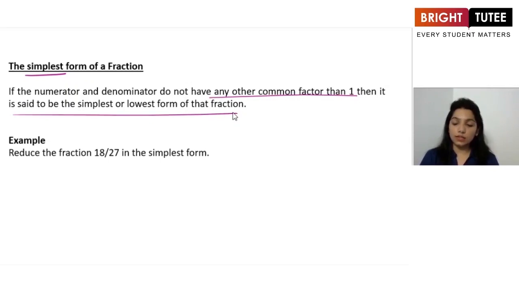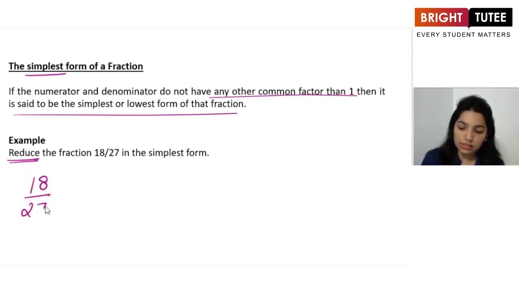Let us understand this with the help of an example. It says reduce the fraction. Reduce. How can we reduce something? If we divide something, then we reduce it. Okay. If we multiply something, we increase it. So here we need to reduce the fraction, that is 18 over 27 to its simplest form. Let us see how we can do this.